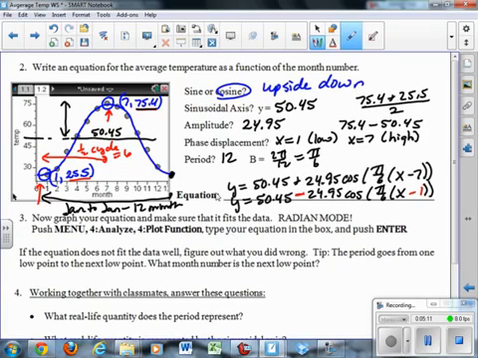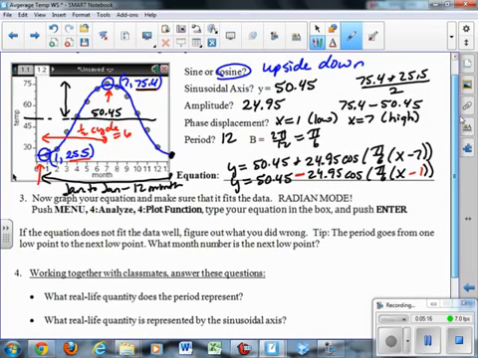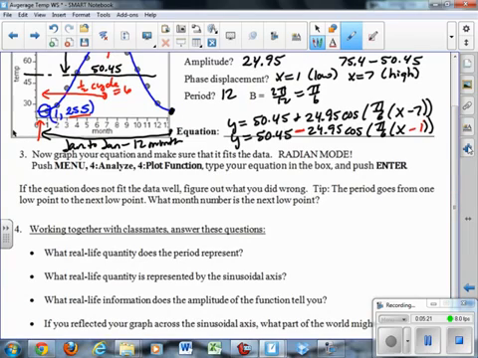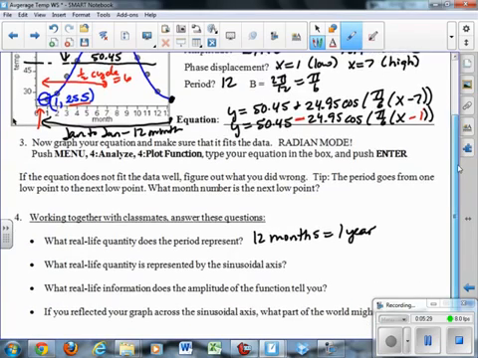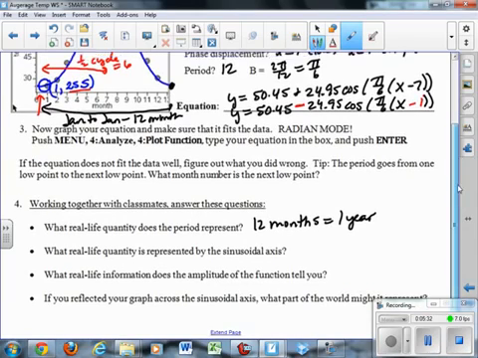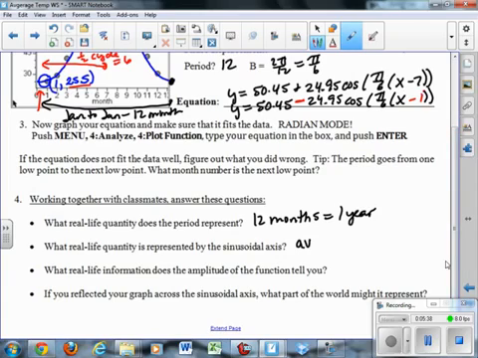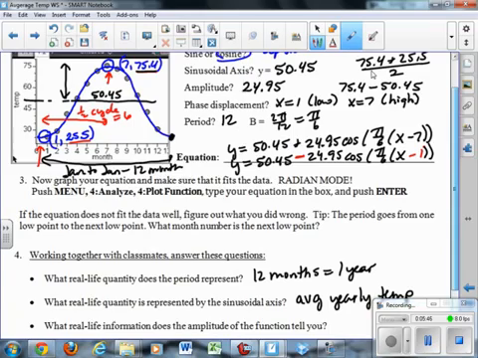Now, what do these numbers tell us? All of these numbers then are going to represent something in real life. Since this represents a real situation, what does the period represent? Well, the period represents 12 months or 1 year. So that is one complete cycle of temperature in a year. The sinusoidal axis, since it's the average of the high and low temperatures, we can think of that then as the average yearly temperature. So we have the average monthly temperature. This would be the average yearly temperature. The amplitude then, since it goes up and down from the sinusoidal axis, tells us how much temperatures vary from the average.